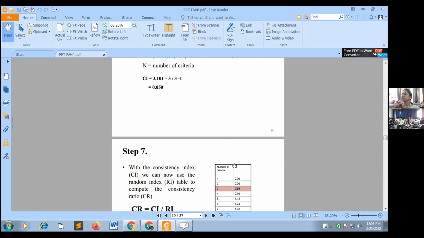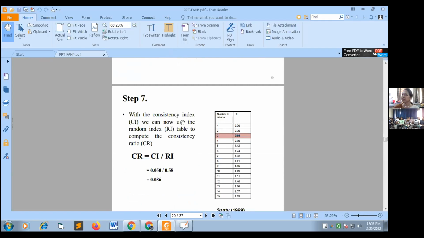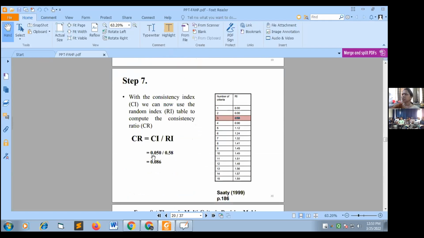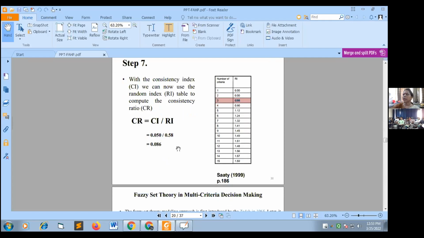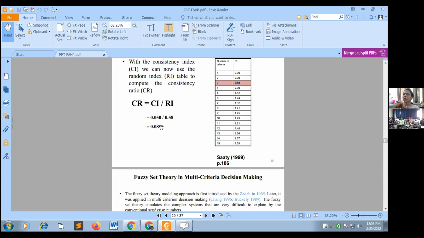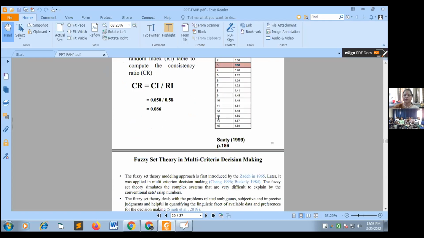So it is the random table. With the consistency index, we can now use the random index table to compute this. So 0.050 upon this is 0.086, which is less than 10%. It means we have selected the best one. So this is all about how to work the AHP in crisp data.